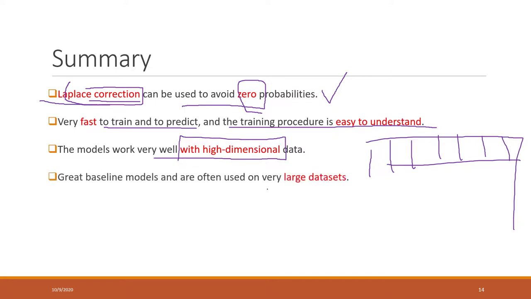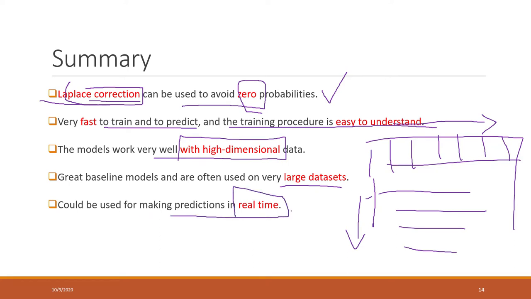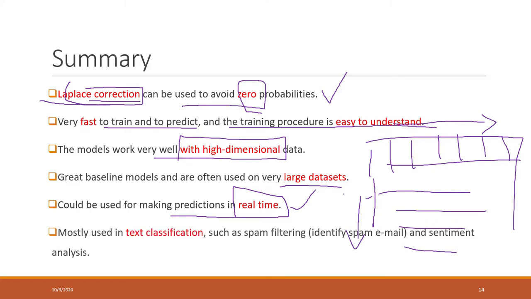It is also often used on very large data sets, which means you have a large sample size. So the table is very long and also very wide. Because of the efficiency, it can be used for making predictions in real time. So that's pretty cool. It has been extremely successful in text classification, such as spam filtering, that is, identifying spam emails, and also sentiment analysis. Okay, so in this week's lab, we are going to use Naive Bayes to classify some Twitter data, and you can see how successful Naive Bayes can be in text classification.